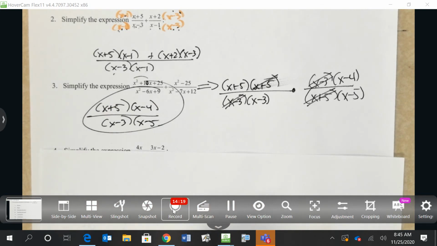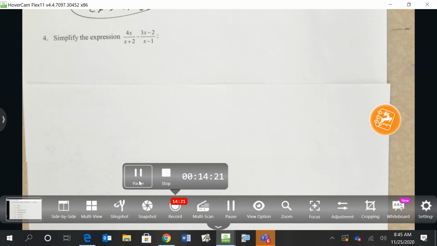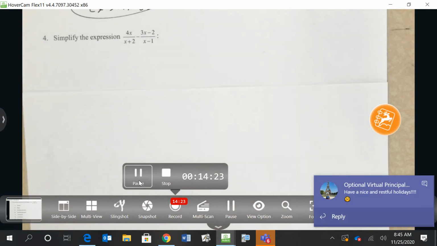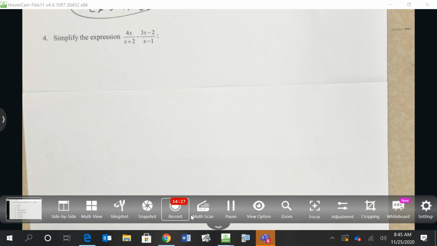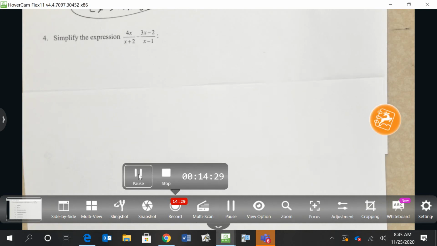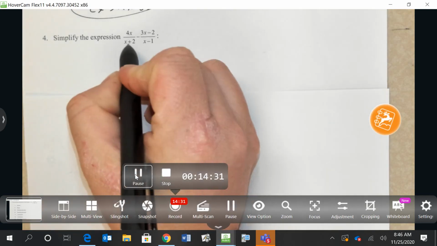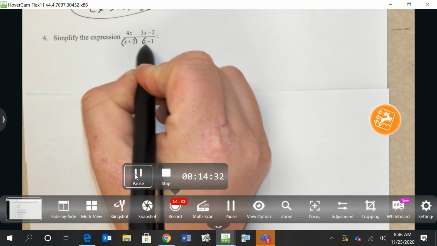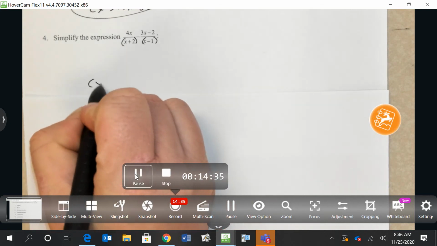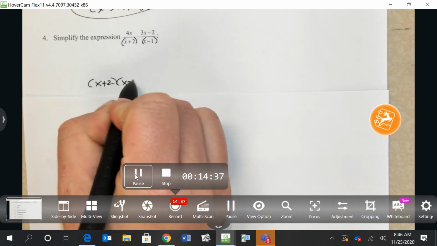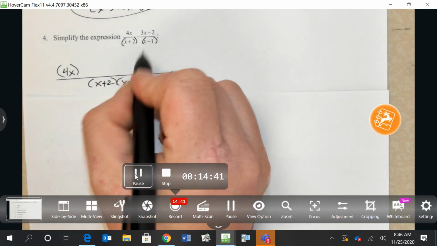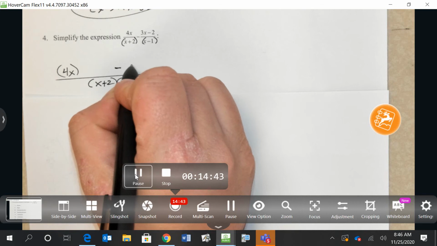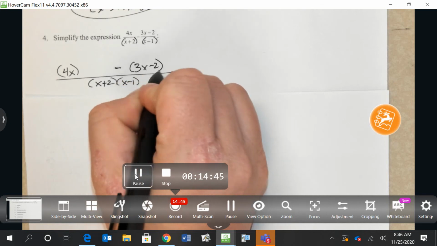Let's look at number 4. Number 4 is very similar to number 2. I need a common denominator. This is one quantity, and here's the other quantity. So again, right away I'm going to write x plus 2 and x minus 1, just like I did last time. I have a 4x on the left, and I subtract 3x minus 2 on the right.